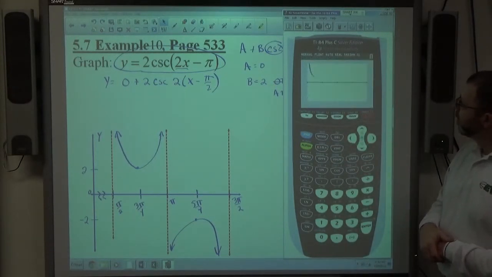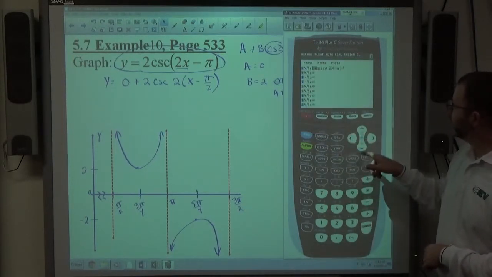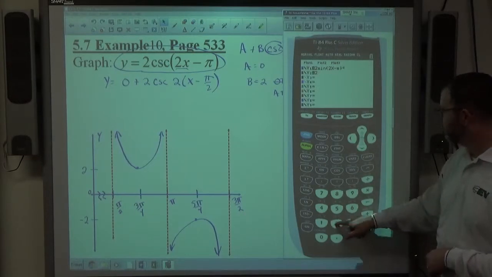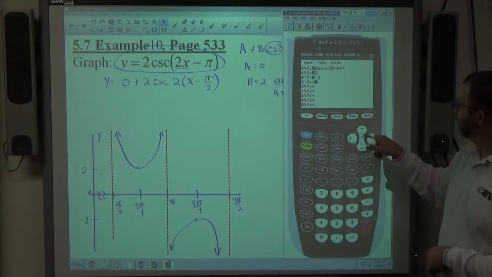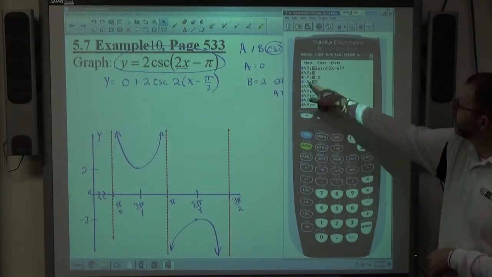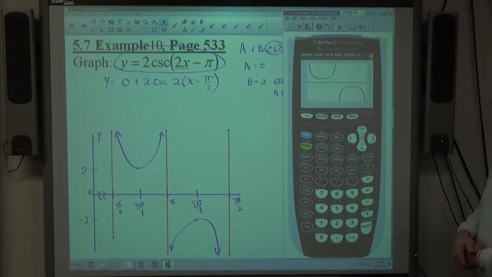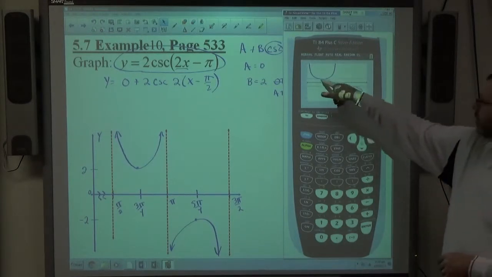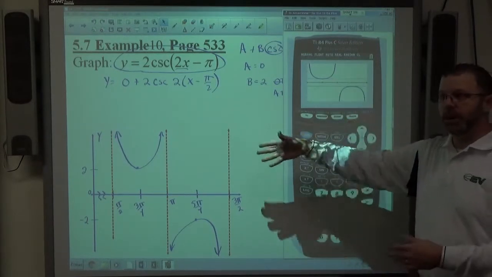So there's the first one, and there's the second one. And you can see if I were to graph y equals 2 and -2, use dash lines for those. You can see that the bottom point and the top point are where they should be based on what we're looking at there.